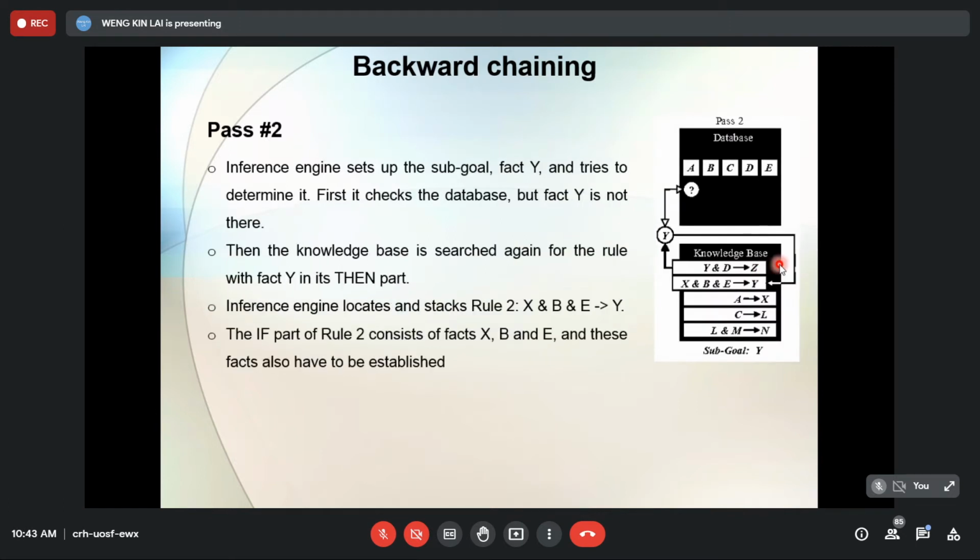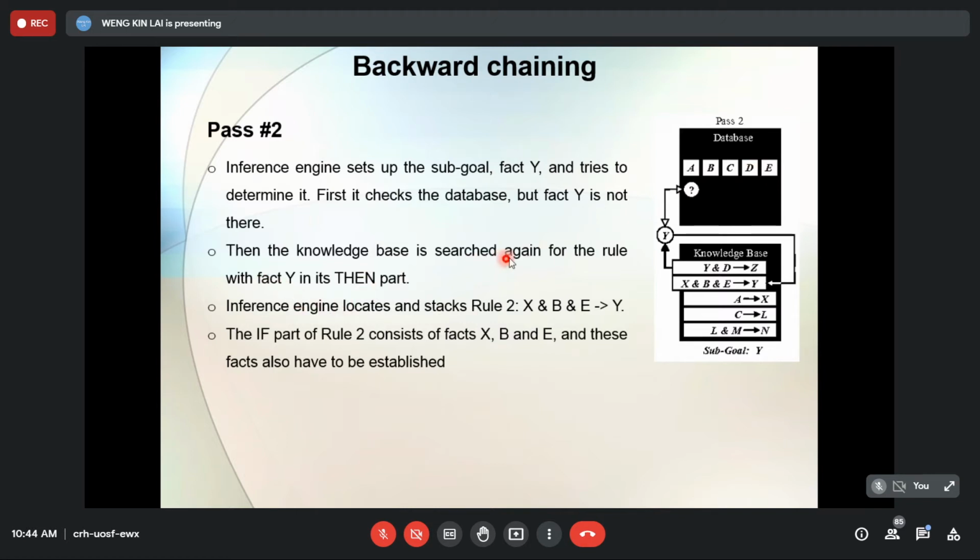So in the second pass, now I have this Y. So Y and D, D is there, so the only thing left is Y. So the inference engine will then, because Y is not here, make this my sub goal. Is Y true? It tries to determine it. First, it checks the database for Y. Of course, you also know that I will check for both Y and D, but I can only see D, I cannot see Y, so I will look for Y.